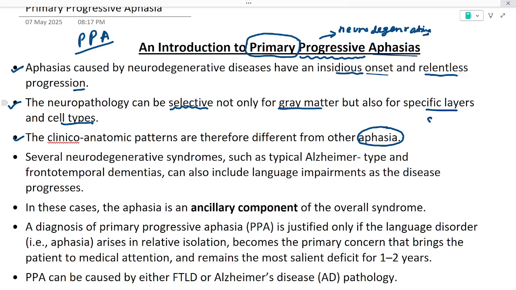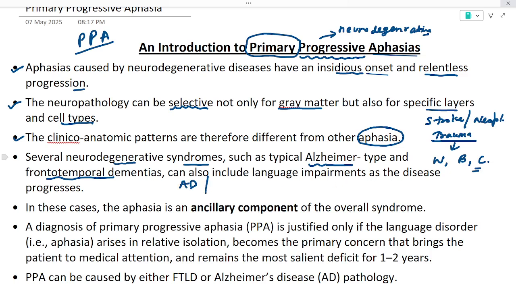See, whenever there is a stroke, a neoplasm, or trauma, there is involvement of usually Wernicke's area or Broca's area or the parietal lobe, and it will cause Wernicke's aphasia, Broca's aphasia or conduction aphasia. But primary progressive aphasia develops in neurodegenerative syndromes such as Alzheimer's disease and frontotemporal lobar dementias, right? So Alzheimer disease and frontotemporal lobar dementias will cause primary progressive aphasia, whereas stroke and trauma cause Wernicke's, Broca's, conduction or other types of aphasia.